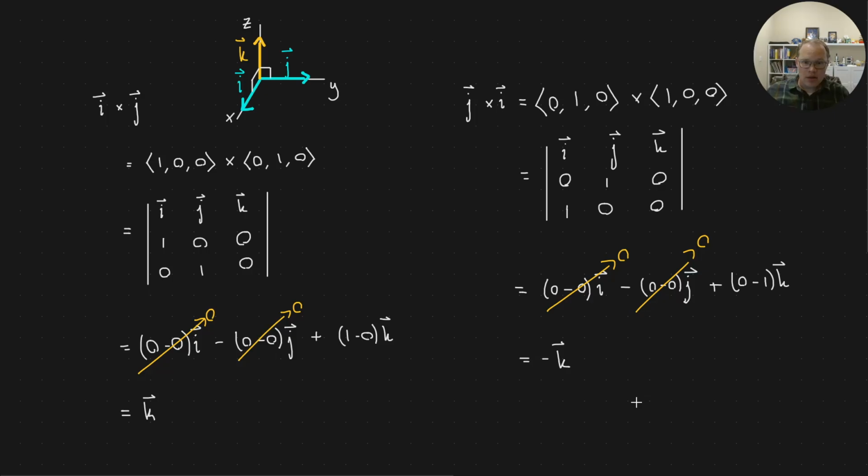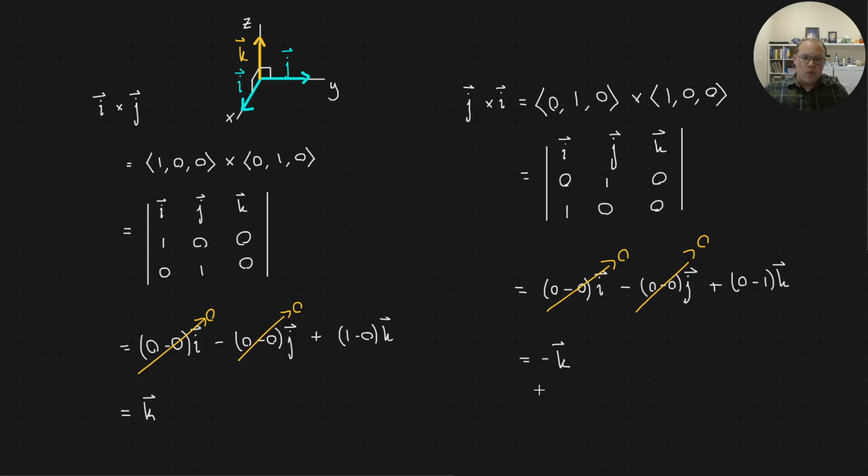All right? Now what do we notice? i cross j gave me vector k, but j cross i gave me vector negative k, which means the cross product is not commutative. i cross j is not the same as j cross i, and generally u cross v and v cross u are not going to be the same thing. They're not going to give you the same vector.